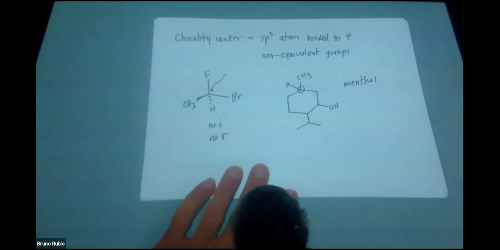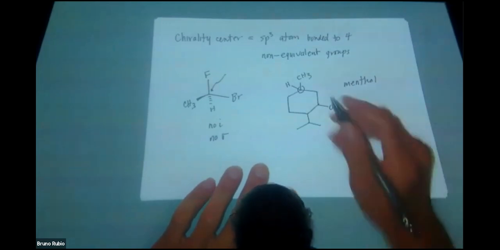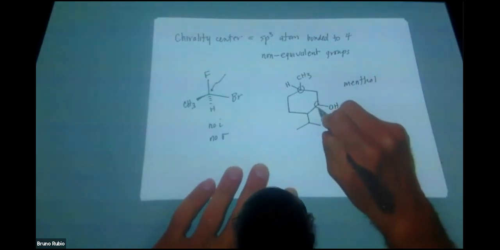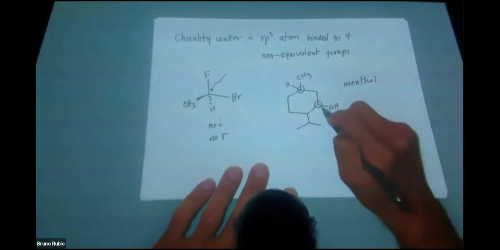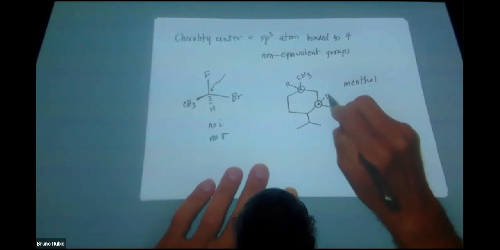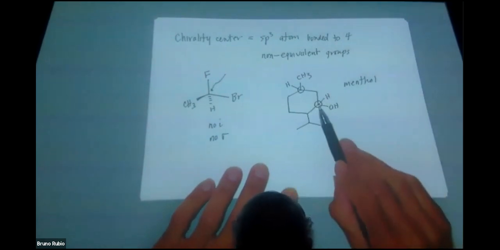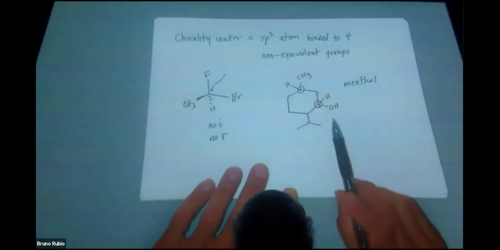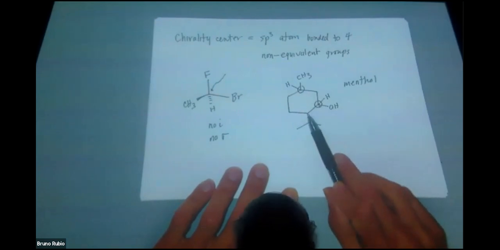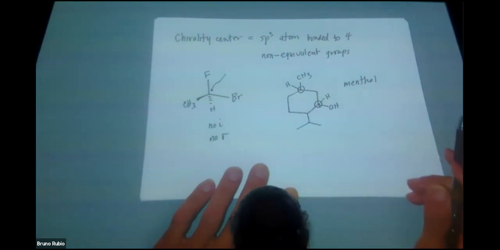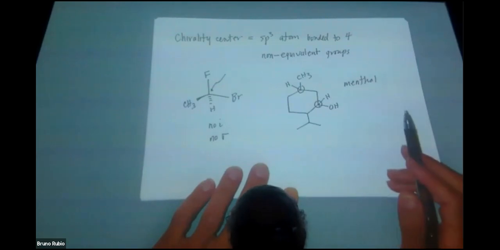Okay, so where's another chirality center? Here's another chirality center here at 4 o'clock. He's bonded to an OH group. He's bonded to a hydrogen, can't forget about him. He's bonded to a CH2, and he's bonded to something that's not a hydrogen, that's not an OH group, and that's not a CH2, right? That's another chirality center. Where's the 3rd and final chirality center?